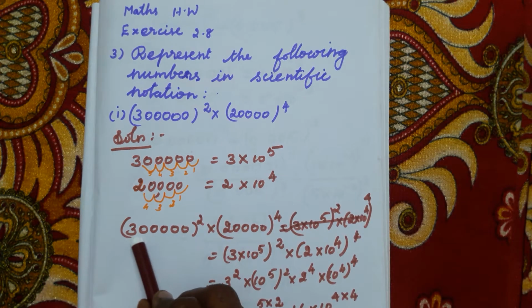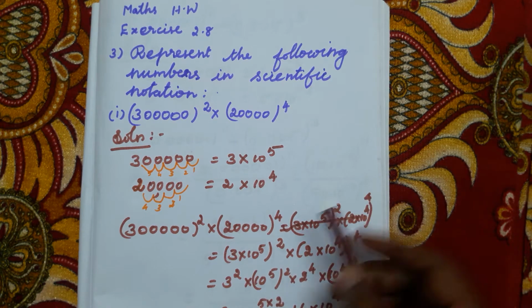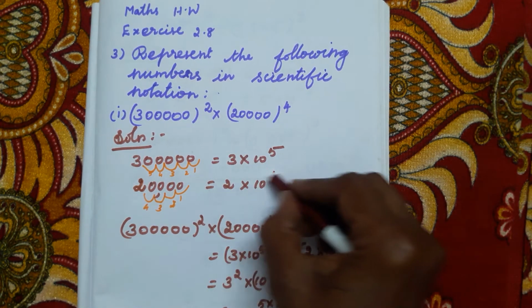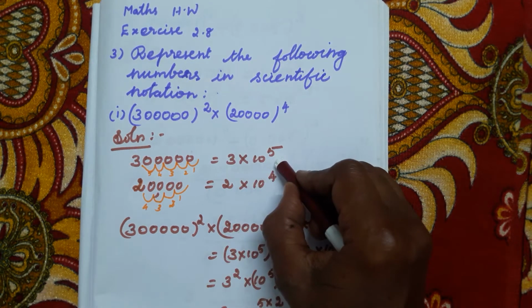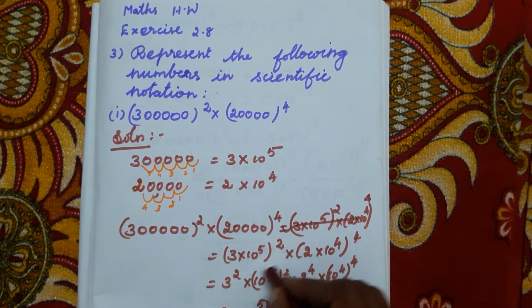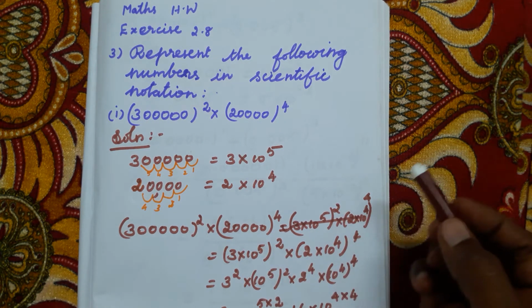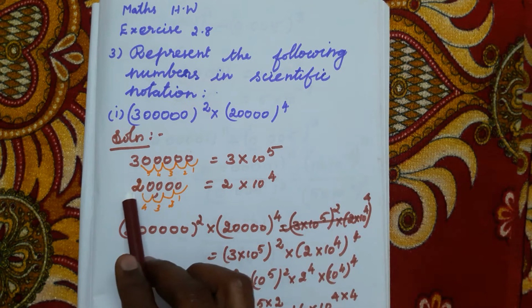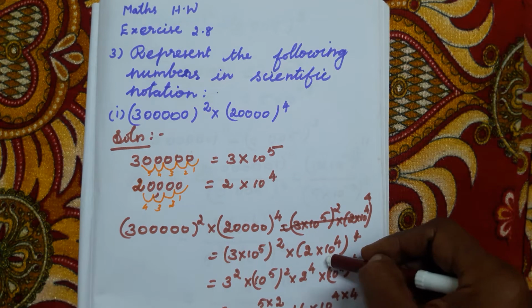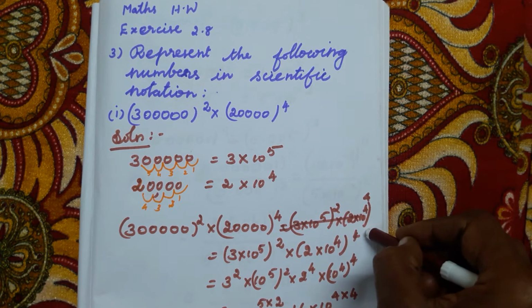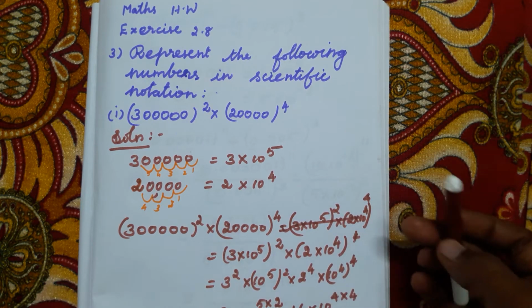Next, (3 lakhs) the whole square into (20,000) the whole power 4. In place of 3 lakhs, we have to write (3 into 10 power 5) the whole square. Next, in place of 20,000, we have to take 2 into 10 power 4, the whole power 4.